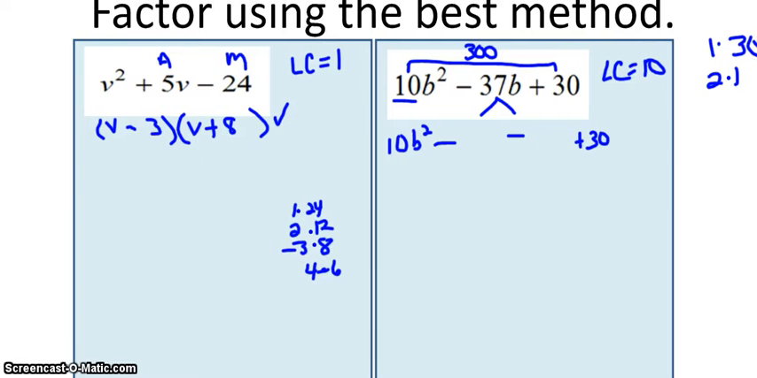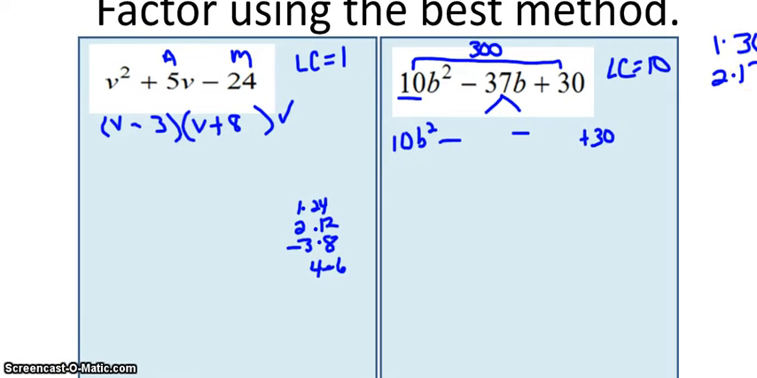So I could have 2 times 150. I could have 3 times 100. I could have 4 times 75. I could have 5 times 60. I could have 6 times 50. 7 does not go into 300 evenly, 8 does not, 9 does not, but 10 does, 30 times. 11 does not go in, but 12 does, 25 times. I'm going to stop there because that's the pair that I need.